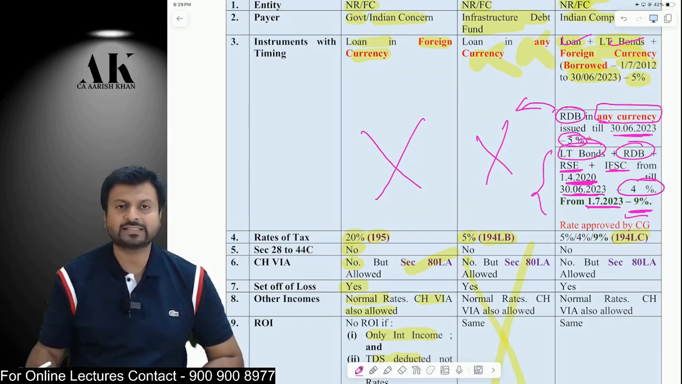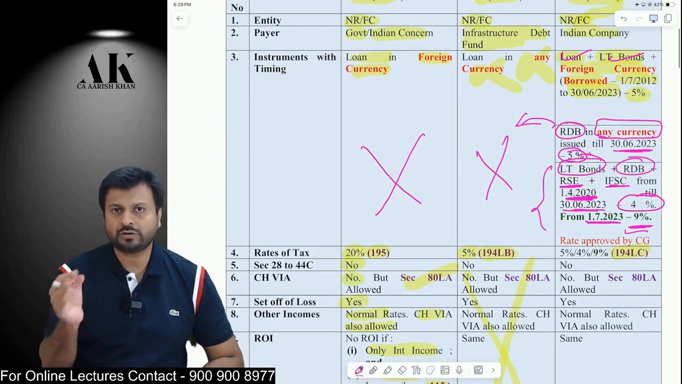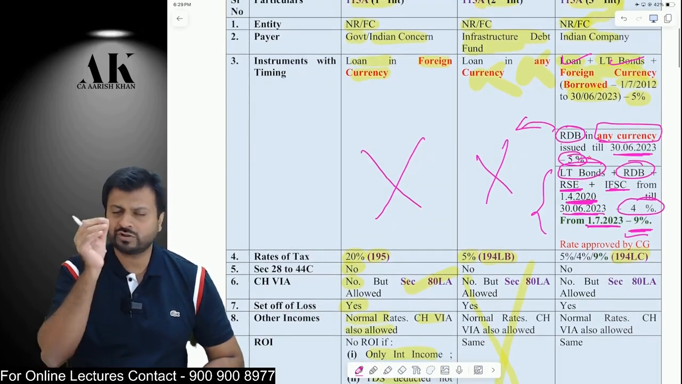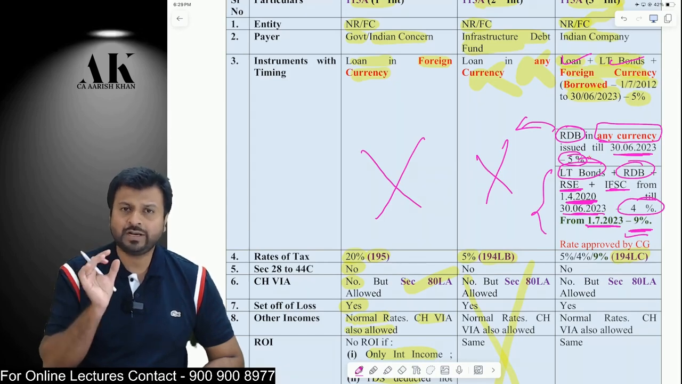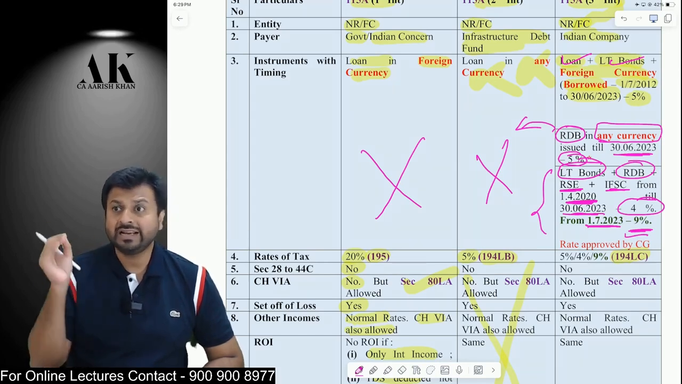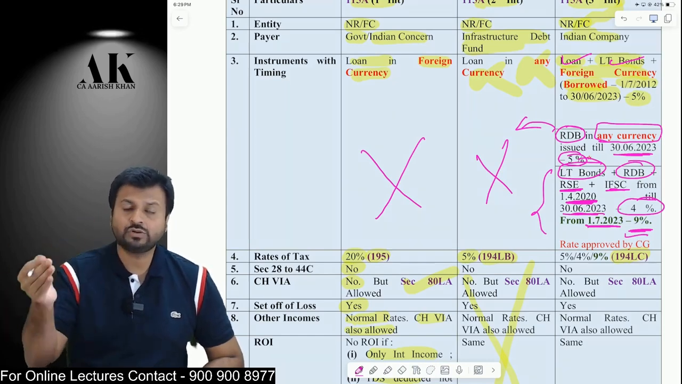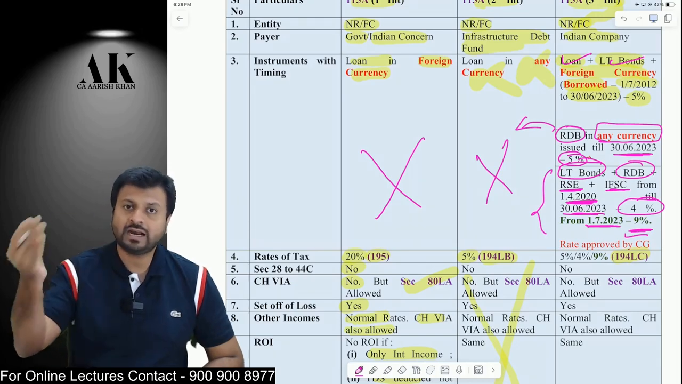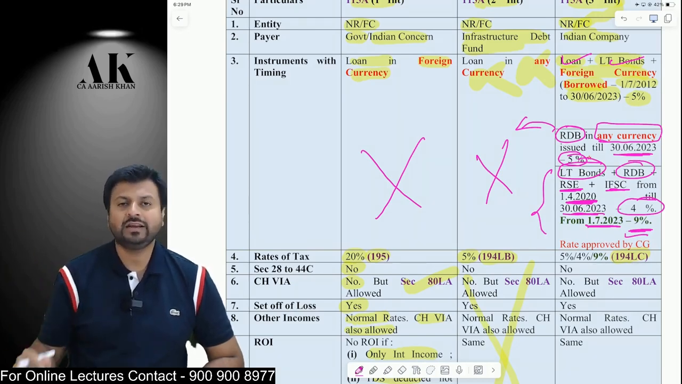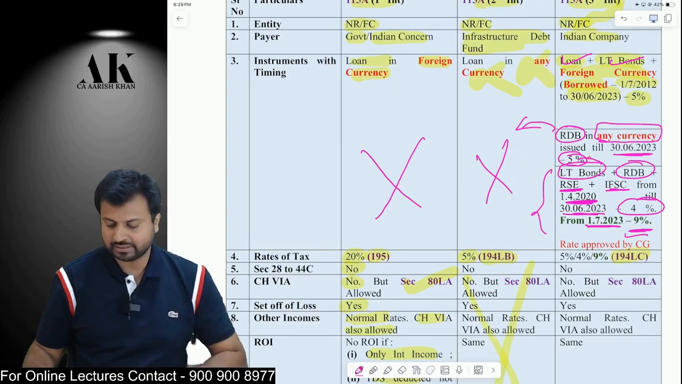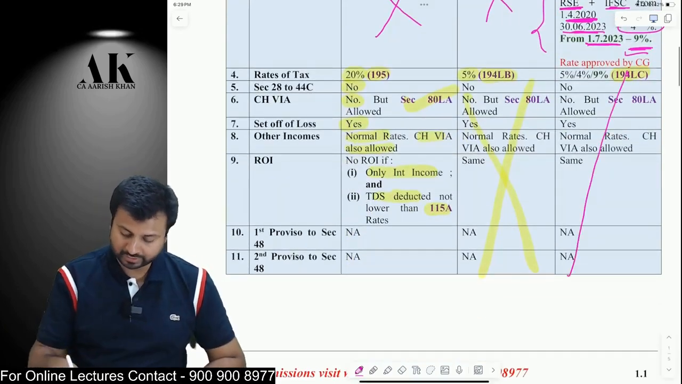So there are multiple tax rates over here. 5% normally. Rupee denominated bonds also 5%. But if the rupee denominated bonds and long-term bonds are purchased through a recognized stock exchange in IFSC and it is till 30th June 2023, then 4%. After 30th June 2023, how much is it going to be? It is going to be 9%. Rest all is same as the first section.